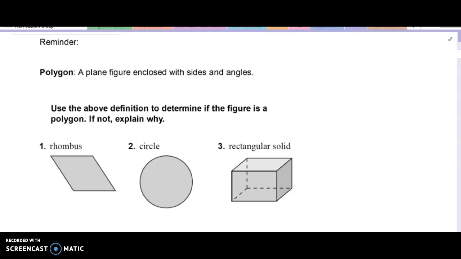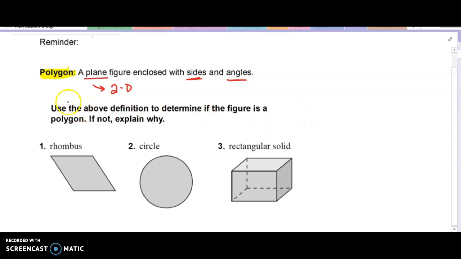Alright guys, so this is the video for section 11.4, and this is kind of shorter and not as mathy. It's more vocab stuff, so hopefully it'll be easier for you. Just a reminder, a polygon is a plane figure, and when I say a plane figure, it's a figure you can put on a plane, like on a sheet of paper. So we're talking about 2D, two-dimensional, enclosed with sides and angles.